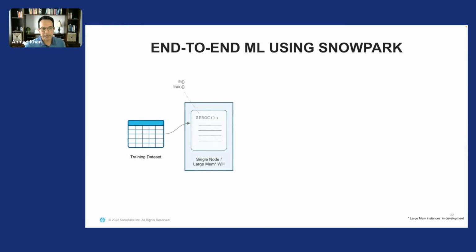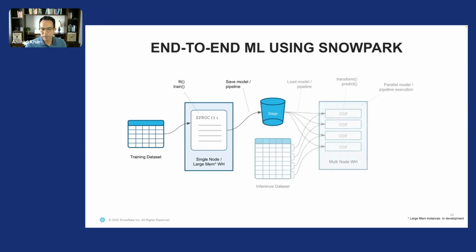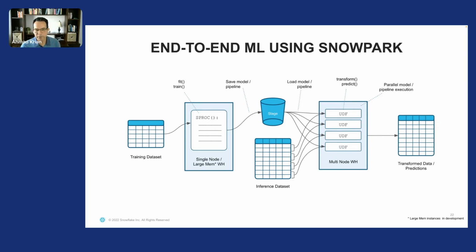I've got a training data set. I'm going to be using a stored proc to run the large scale training here, and then I can save the trained model and pipeline to a stage. For inference, if I'm going to be using a large data set, I can read the saved pipeline or the trained model into UDFs, and I can run the UDF at scale across a Snowflake cluster, and then write those predictions also into a destination table in Snowflake.